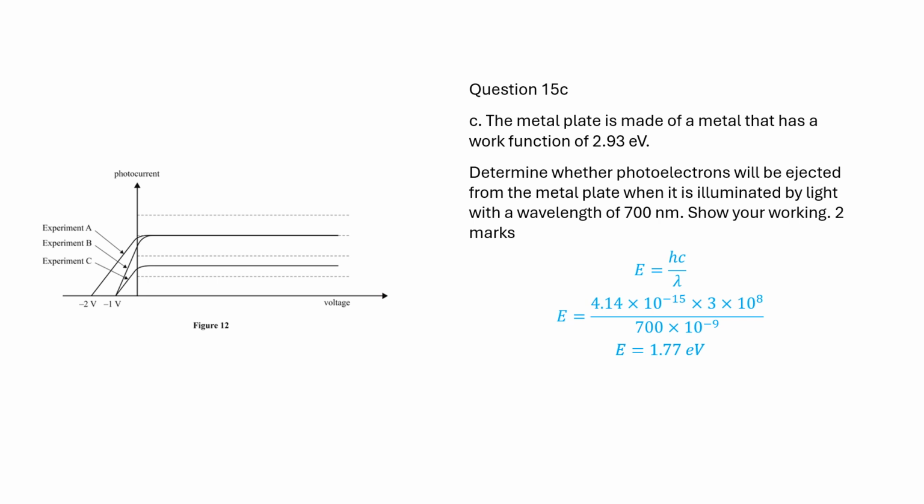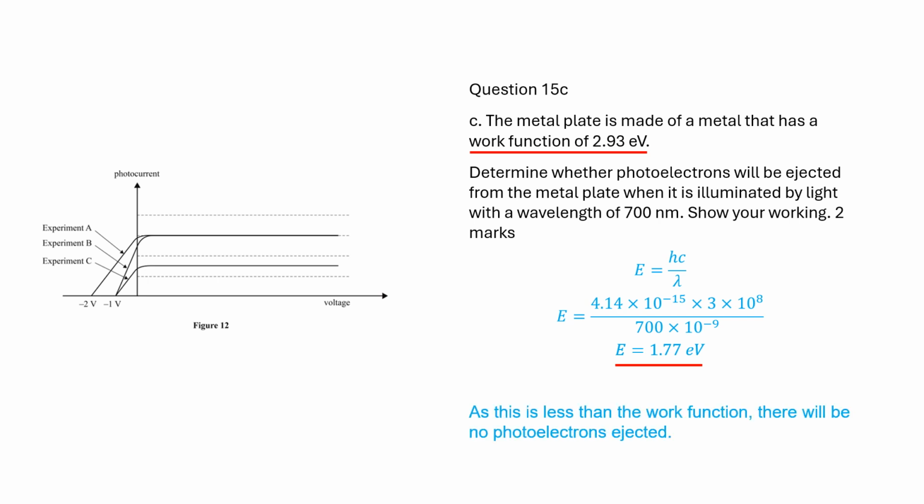First, we calculate the energy of a 700 nanometers photon. Then, compare this value with the work function. If its energy is above the work function, the photoelectrons will be ejected. However, the value of energy is less than the work function, so no photoelectrons are ejected.